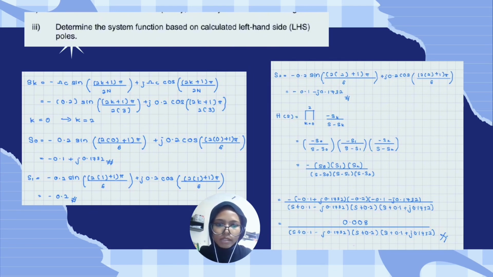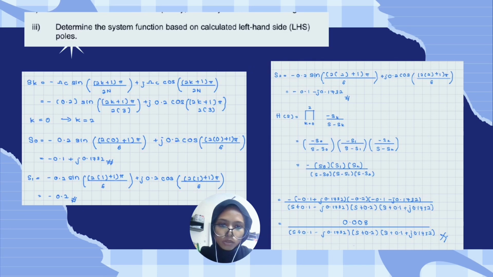To ensure the system is stable, we locate the poles of the Butterworth filter on the left side of the S-plane. The formula used to calculate each pole position is Sk equals negative omega c times sine of the quantity (2k plus 1) times pi over 2N, plus j omega c times cosine of the same quantity. Using our design parameters where omega c is equal to 0.2 and N is 3, we calculate the poles for k equals 0, 1 and 2. Following the steps shown in my calculation sheet, we solve for each pole.